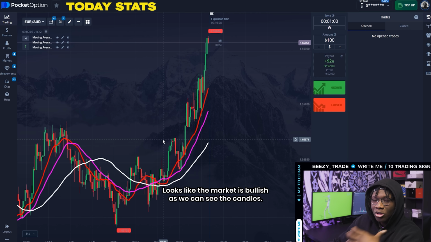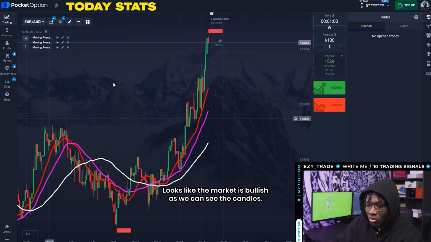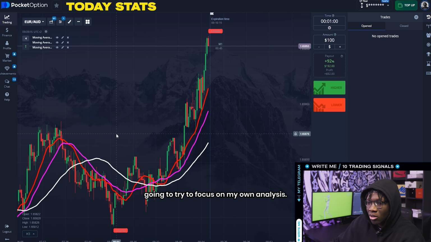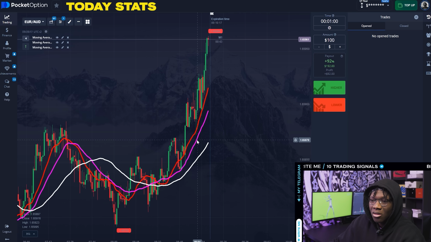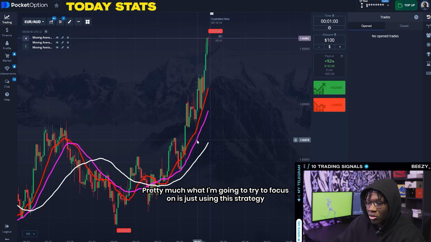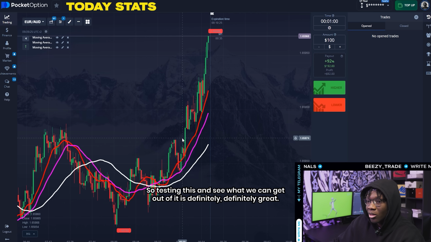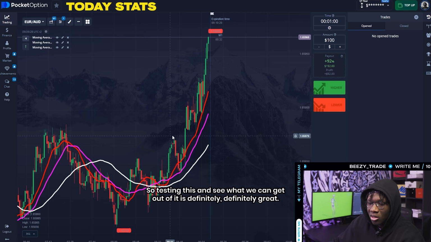Looks like the market is bullish, as we can see from the candles. But I'm not going to focus on my own analysis. What I'm going to focus on is just using this strategy and looking forward to enter. No strategy is perfect, so testing this and seeing what we can get out of it is definitely great.